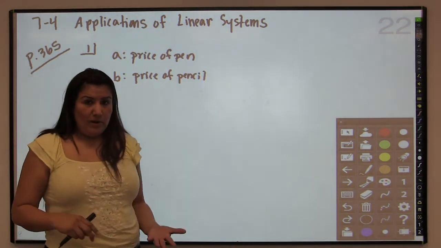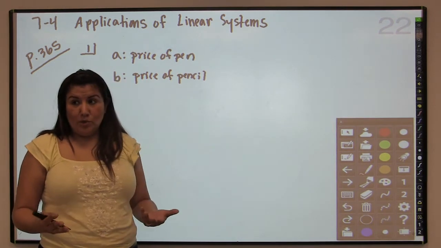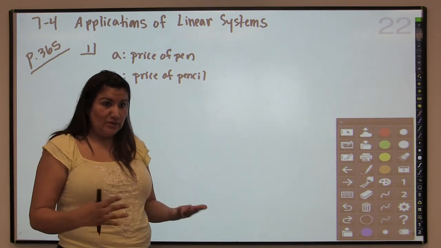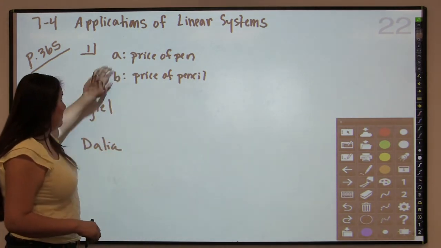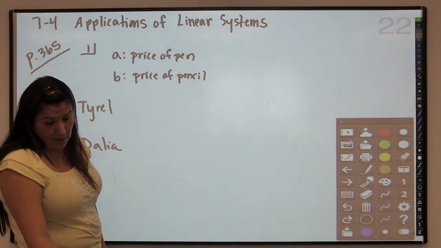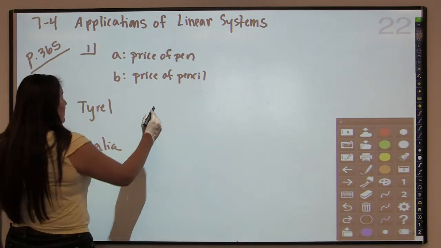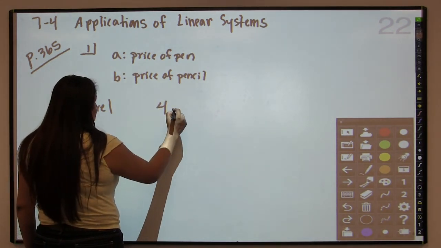You have an item that you want to buy. It has a certain price to it. So if an apple costs 10 cents, then you buy 2 apples. It's going to cost you 20 cents because you take 2 times 10, you get 20 cents. In this case, the price of the pen is A, and according to the problem, Tyrell bought 4 pens. So he's going to buy 4 times the price of the pen, which is A.